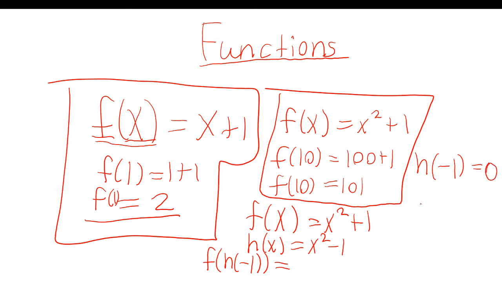And now I'm going to evaluate f of h of -1. h of -1 is 0. So that means I'm going to be evaluating f of 0. If I plug in 0 over here, 0 squared is 0. That means I have 0 plus 1, which is 1. And our answer is going to be f of h of -1, which is f of 0, which is 1. So whenever you have multiple functions that you need to evaluate, always work from the inside out. That is something that you should know.